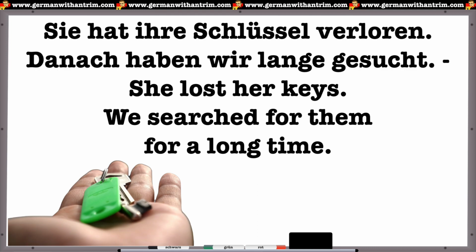Sie hat ihre Schlüssel verloren. Danach haben wir lange gesucht. She lost her keys. We searched for them for a long time.